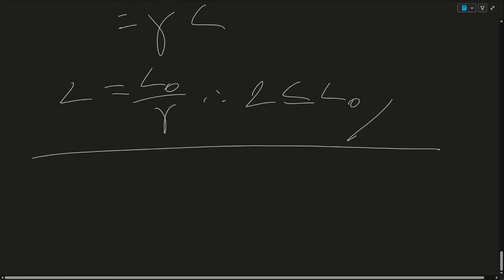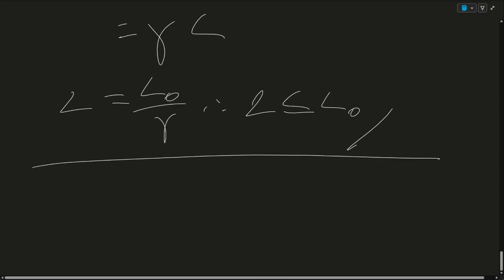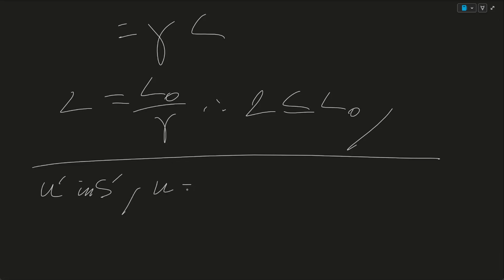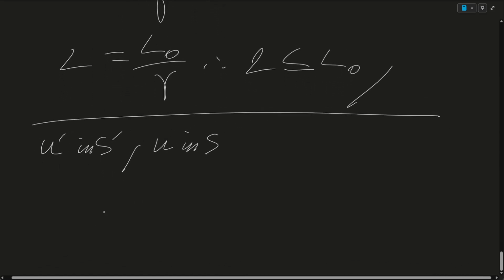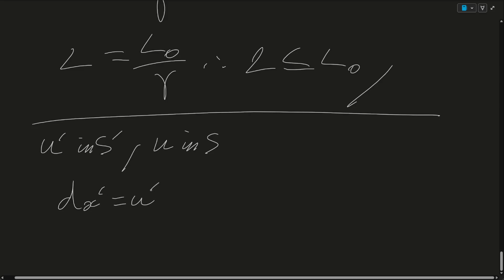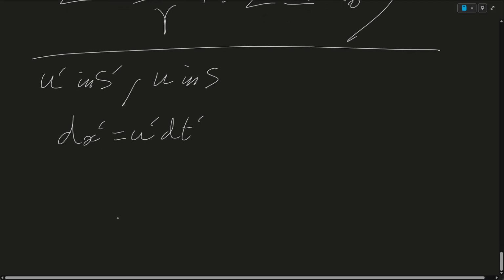Now, we can look at relativistic velocities. This will require a bit of calculus, but it's not too bad. So we have an object that's going to move at some initial speed u dash in S dash. What is its u in S? So the object traces the world line. So we're going to have that dx dash is u dash dt dash. And this is just rearranged from the definition of velocity.